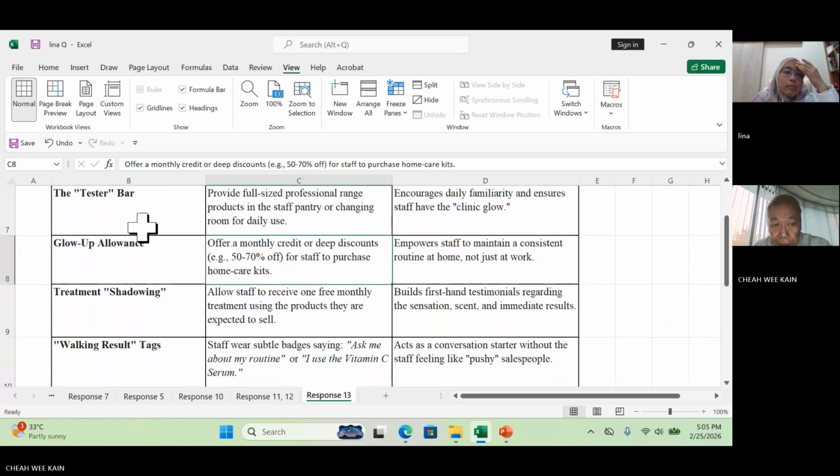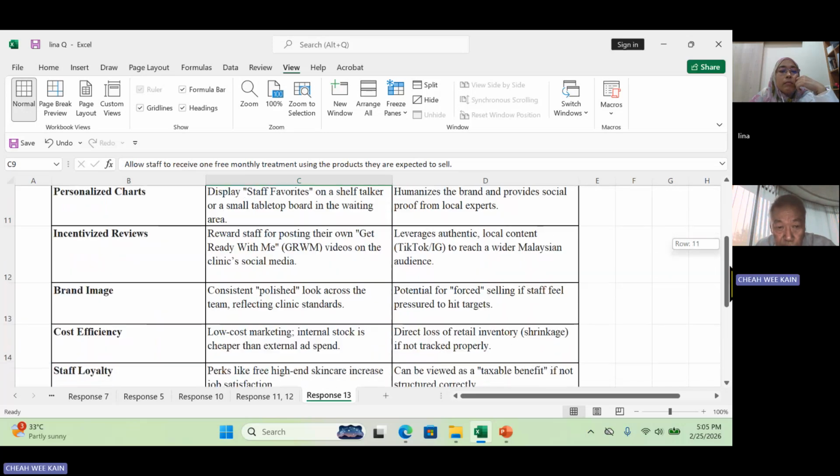Here. Allowance. Okay. Or part of here. Okay, shadowing. So these two, the grow up and the treatment one, is this credit.